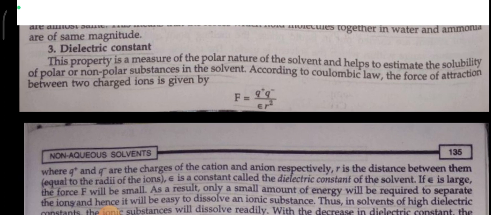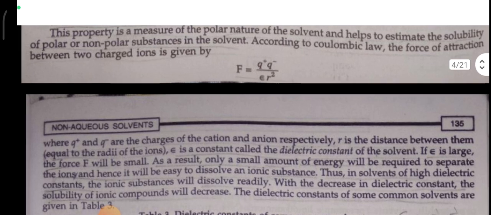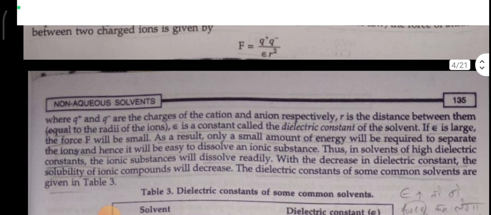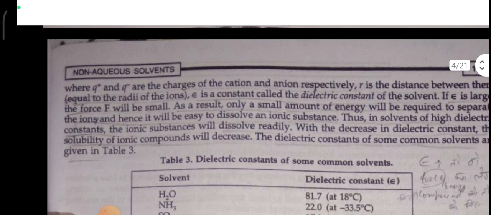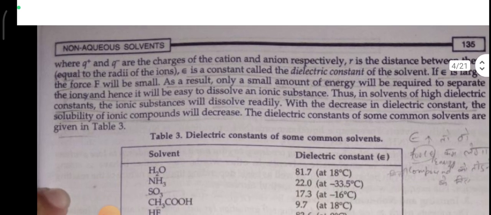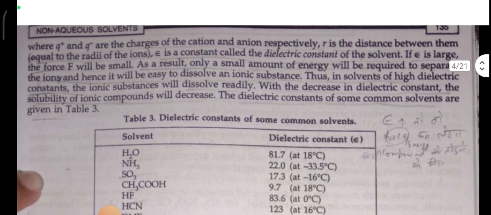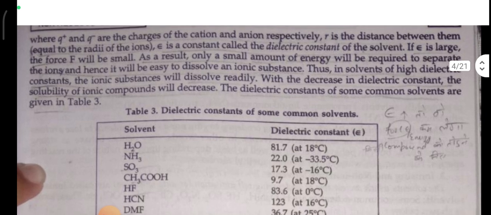Dielectric constant. This property is a measure of the polar nature of a solvent and helps to estimate the solubility of polar and non-polar substances in the solvent. According to Coulomb's law, the force of attraction between two charged ions is given by F = Q positive times Q negative upon E R squared, where Q positive and Q negative are the charges of the cation and anion respectively, R is the distance between them, and E is the constant called the dielectric constant of the solvent.